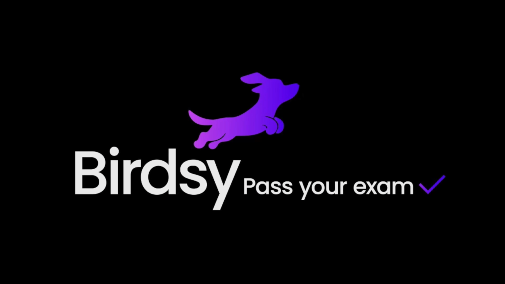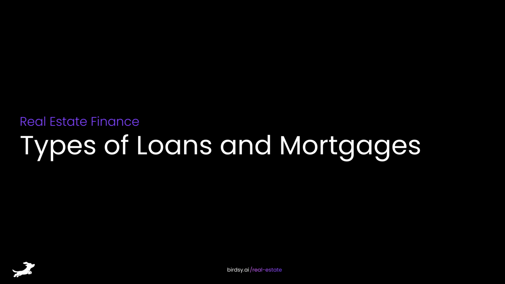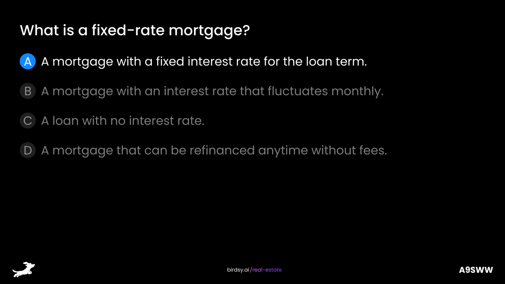Let's jump in. Real estate finance. Types of loans and mortgages. What is a fixed-rate mortgage? Is it A, a mortgage with a fixed interest rate for the loan term? B, a mortgage with an interest rate that fluctuates monthly? C, a loan with no interest rate? Or D, a mortgage that can be refinanced anytime without fees?